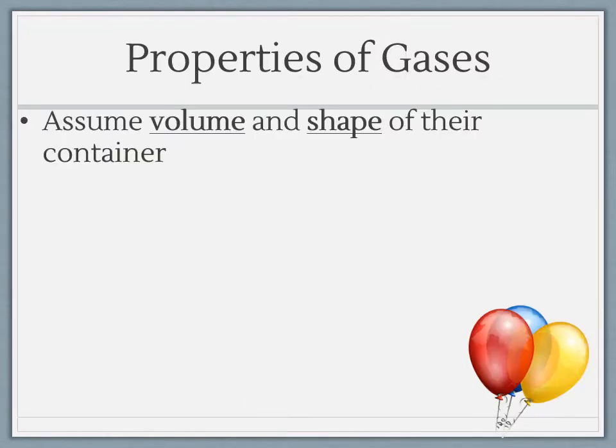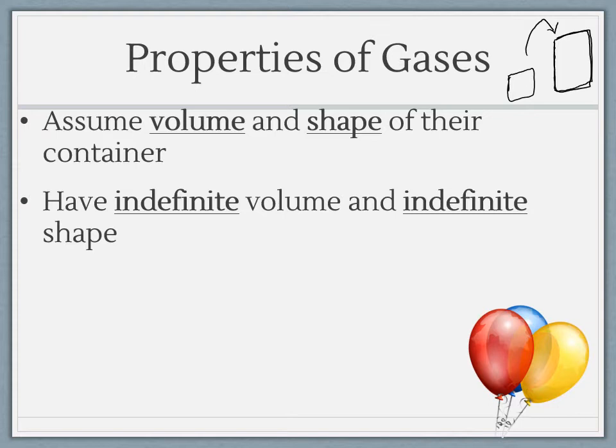So some properties of gases that are important for us to know. They're going to assume the volume and the shape of their container. So what exactly does that mean? If we have a gas, let's say in a container this size, and I was able to put the gas into this container, the gas would take on the larger volume and shape of that new container because gases can spread out and take up as much space as they possibly can.